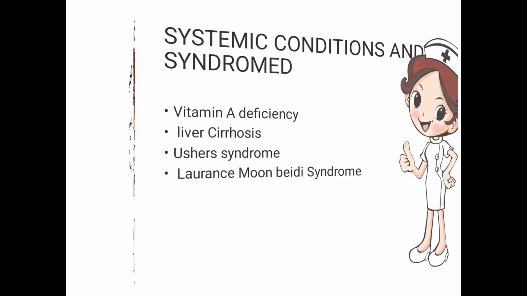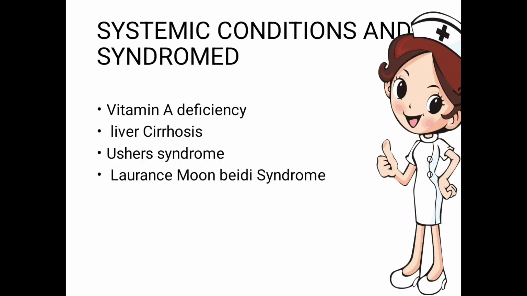Next one is systemic conditions and syndromes. The first one is vitamin A deficiency. Maybe there is a deficiency of vitamin A. Liver cirrhosis, a kind of liver disease. Next one is Usher syndrome. It is characterized by RP, retinitis pigmentosa, as well as hearing loss. So it is Usher syndrome.